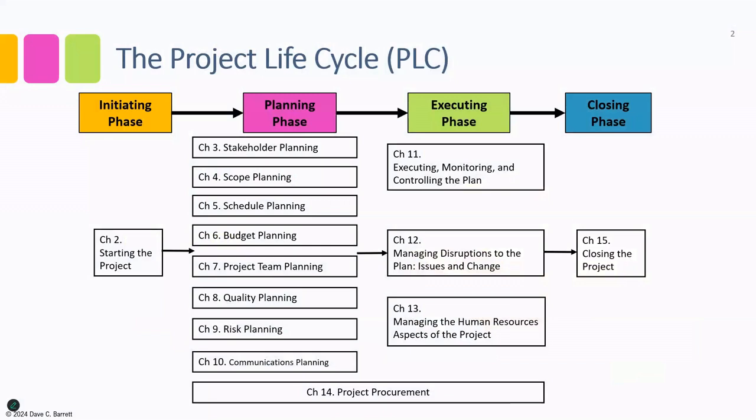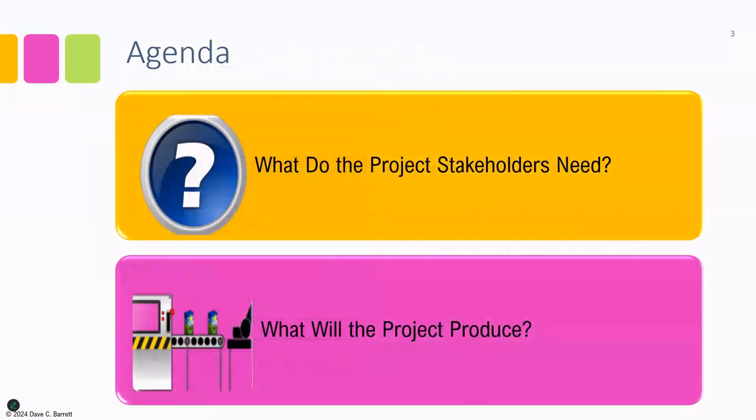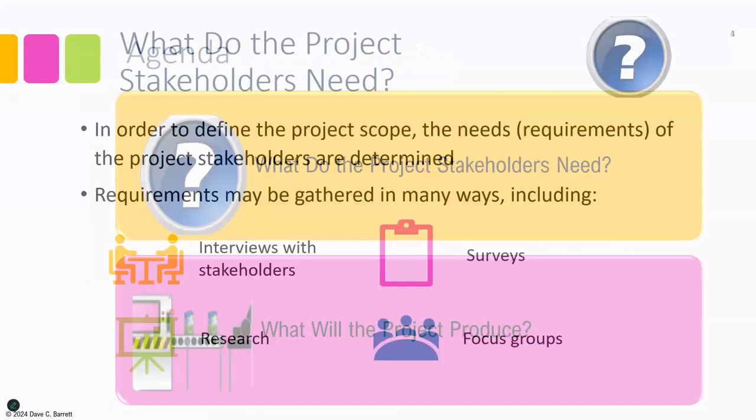So here we are in the project lifecycle yet again, and we are moving on to our next topic, which is scope planning. In this lecture, during scope planning, we are talking about what the project will do, what it will create. So the two questions are, what do the project stakeholders need? And what will the project produce?